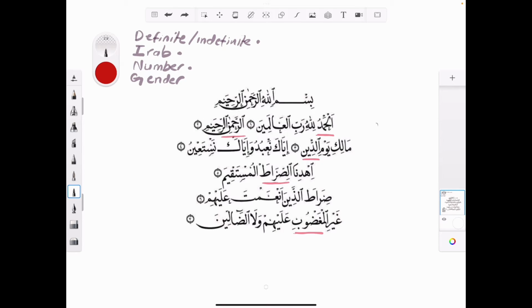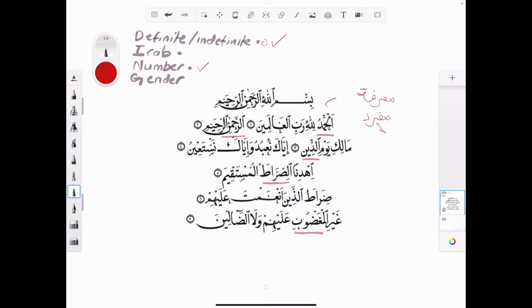All right, let's pick alhamdu first. We need to work out, is it definite or indefinite? Alhamdu has alif lam before it, so as we know, it's going to be ma'rifah. We covered this in the previous lessons, so we tick that one off. Then we look at its number. Is it singular, plural, or dual? When we look at the word, we know it's singular, so it's mufrad. We've done that.